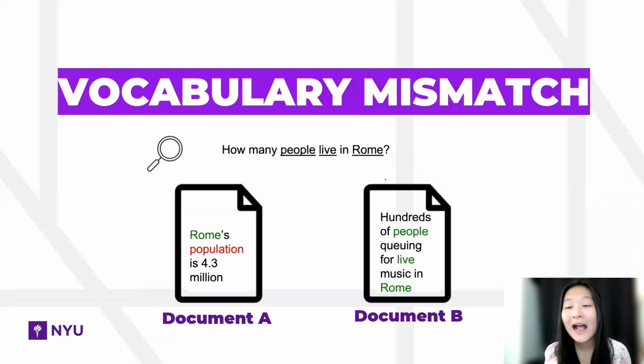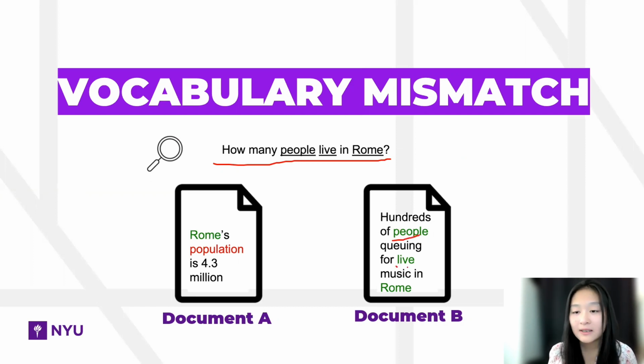Suppose you search for how many people live in Rome, likely document B will be returned because more keywords are matched. But if you look closely, document B doesn't tell you anything about exactly how many people live in Rome. Instead, document A, where the vocabulary population refers you to the right answer, actually. So from this example, you see there is a semantic gap between a query and a returned document. That's why there are machine learning approaches that can close the semantic gap.